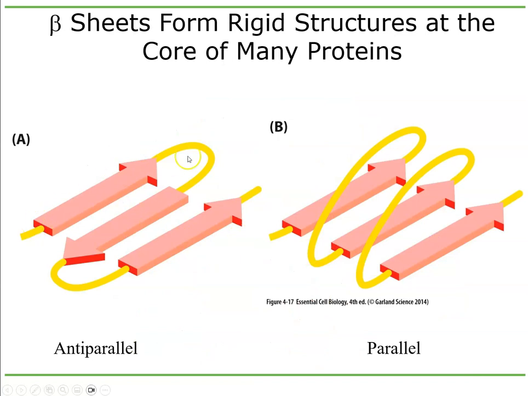There are different ways of doing this. You can have anti-parallel. You can also have parallel, where these strands will wrap around in this way.